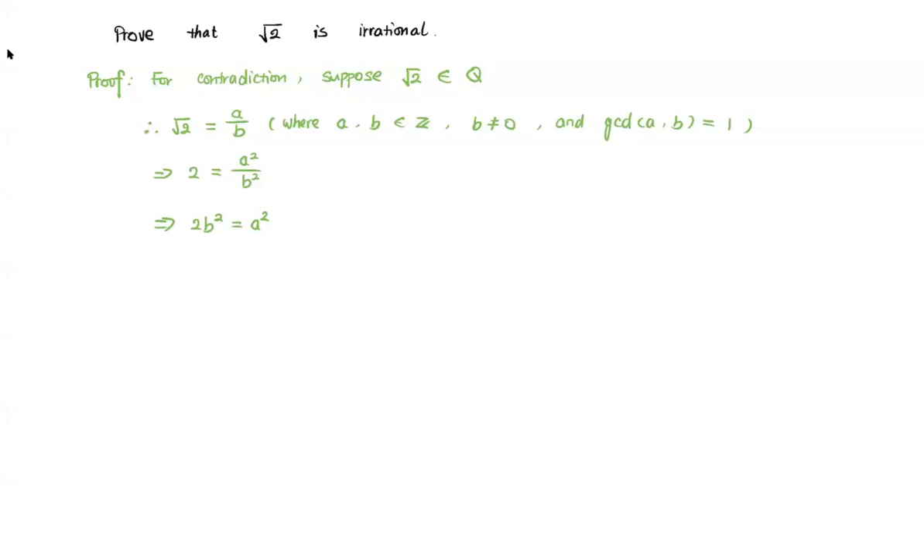Okay, this means that a squared is even, because a squared equals 2b squared. That means a squared is even. b is an integer, okay? This means a squared is even. A squared is even means a is even as well.